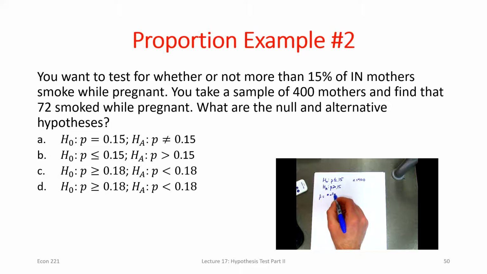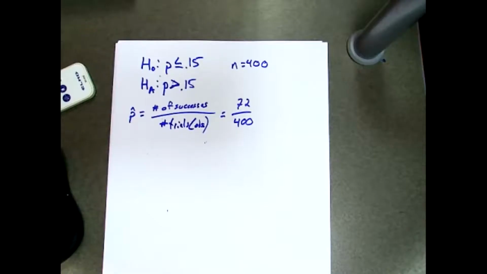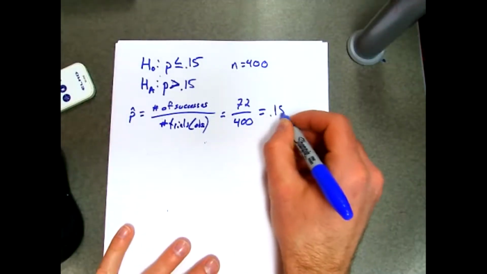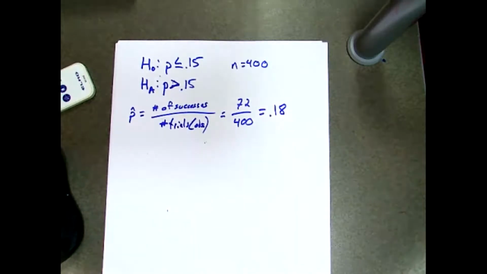Yeah, right. So really we said this is kind of like the number of successes, or whatever you're looking for, over the number of trials, or in this case, our observations. So it's really just 72 over 400, right? 72 out of the 400 Indiana mothers smoked while pregnant. Okay. So I think this works out to be 0.18. Any questions to this point?